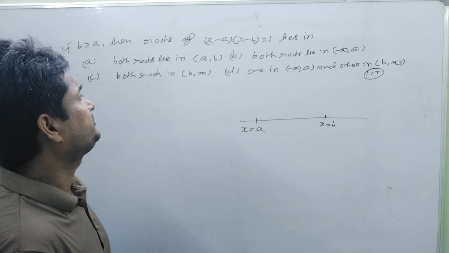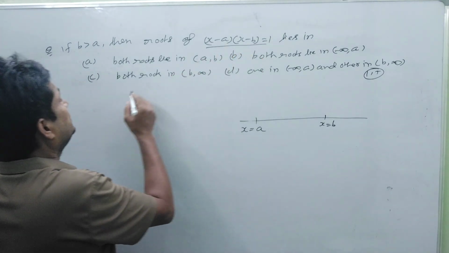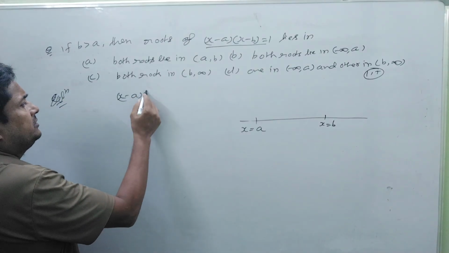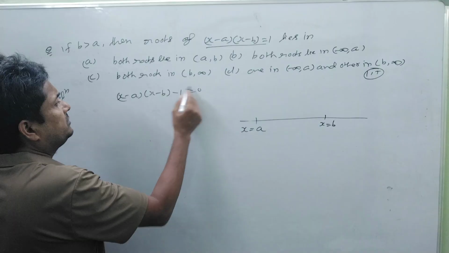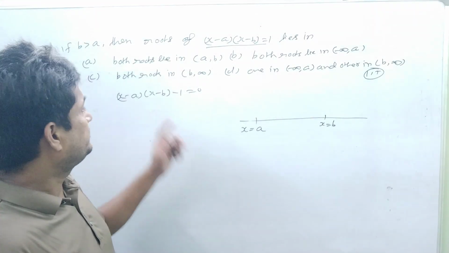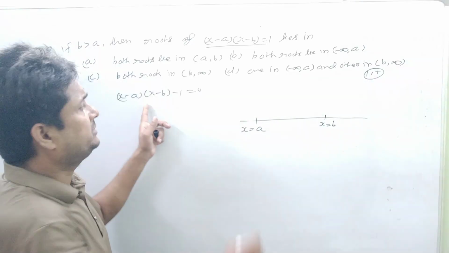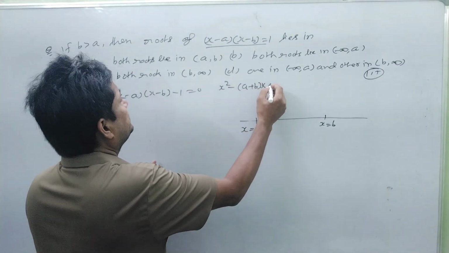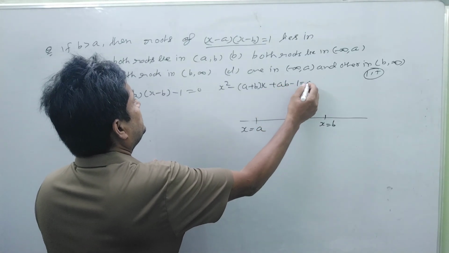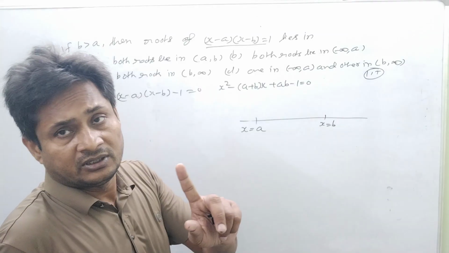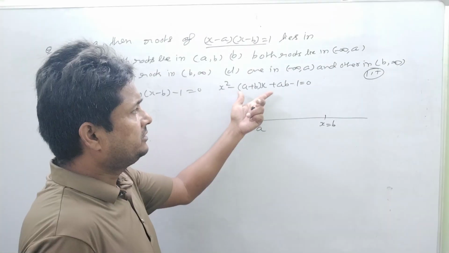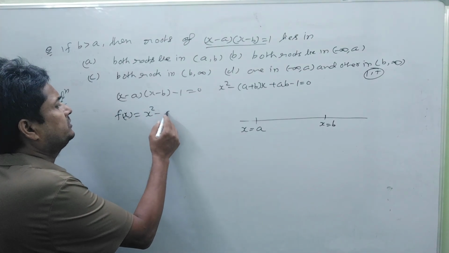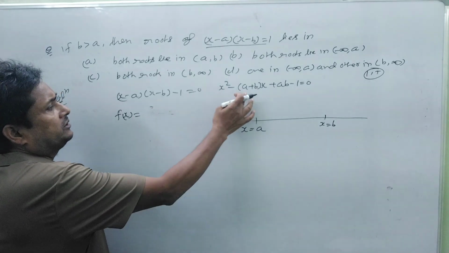So first of all, this is the quadratic equation. We can write (x minus a)(x minus b) minus 1 is equal to 0. If you multiply this out, you will get x square minus (a plus b)x plus ab minus 1 is equal to 0. This is the quadratic equation. We can take this quadratic expression as f(x).